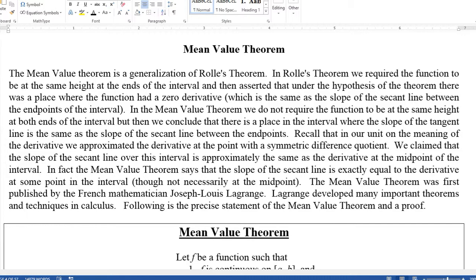And so in the mean value theorem, we're going to generalize this because we're not going to require the function to be the same height at both ends of the interval. But then we conclude there's a place in the interval not necessarily where the slope is zero, but where the slope of the tangent line is the same as the slope of the secant line.